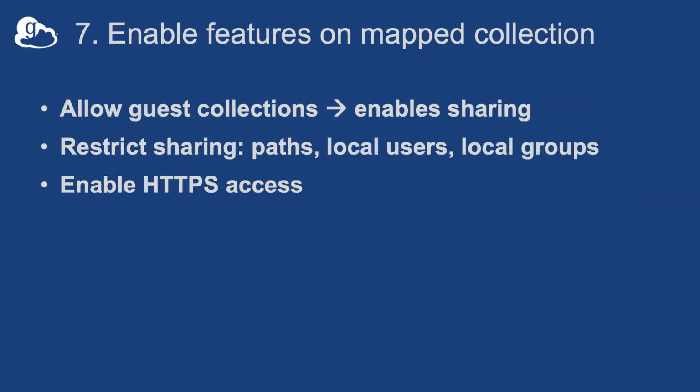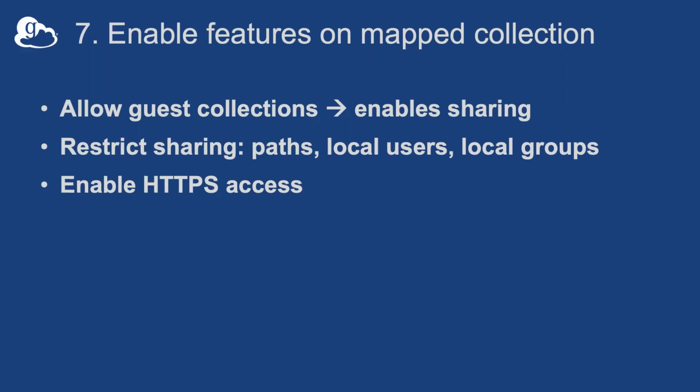That gives them access to all of the premium features, including the non-POSIX connectors and such. So then you can enable features. On the mapped collection, you can allow sharing, which is where a user can come in and create a guest collection and set permissions for subsets of the data to be accessed by others. You can restrict that sharing just like you do with V4. You can decide who can share, what parts of the file system they're allowed to share, and whether you can disable anonymous access. So there's a lot of controls around the whole sharing from an admin perspective.